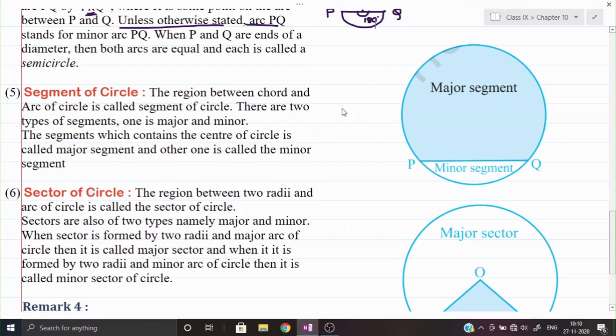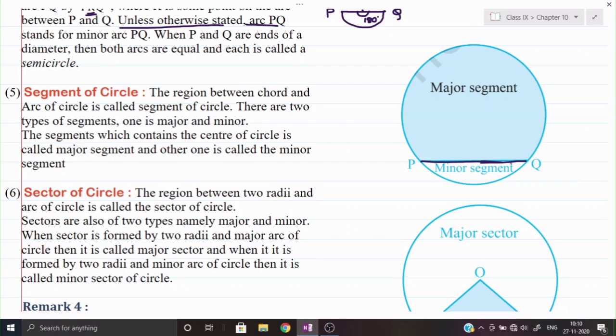Observe. See, this is PQ. PQ is your chord over here, right? PQ is a chord, and observe PQ, P to Q. If I go in this way, then this will be the arc of a circle. So the region between them, this region, is called one of the segments. As you can see here, the region we have mentioned, this is a minor segment.